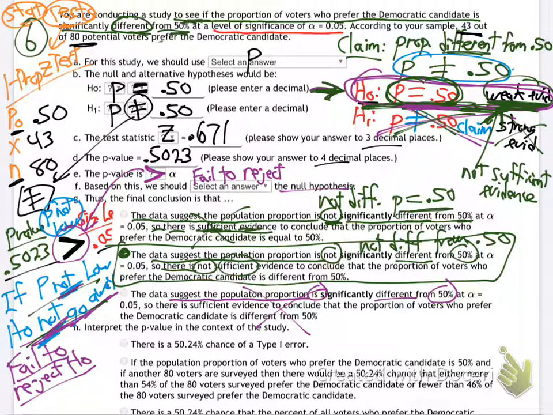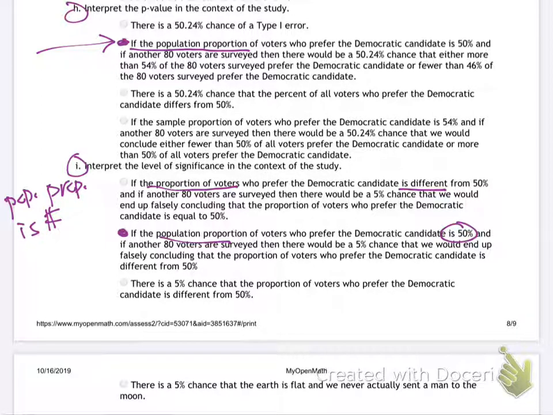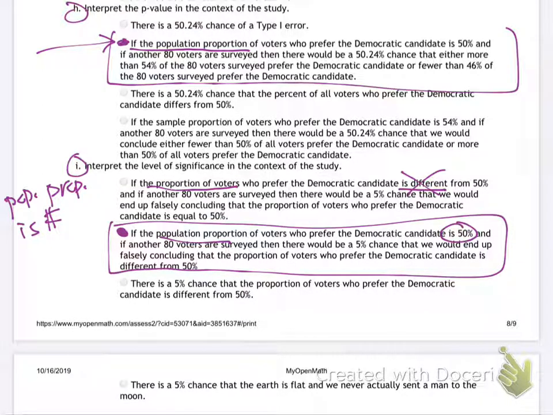Let's go do H and I. H and I are the same every time. We'll go to a fresh screen on those. H, remember I just told you, every time will be the one that says if the population proportion. Just grab that one. I will always be the one that also says population proportion, but there's two of those. So how do you know which one? It says is a number, not is different, but is 50%. There it is. That's the one for that. Every time, that's all you've got to do for those.